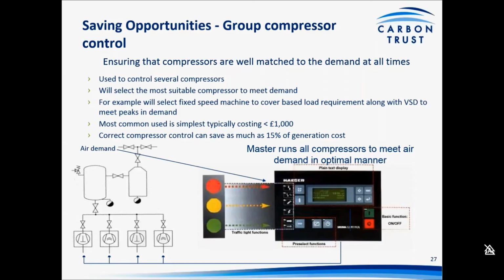The system will learn from your system, and it will help select the most suitable compressor to meet the demand. It'll select your fixed speed machine, obviously, always to cover the base load requirements, and then bring in and ramp up and down the VSD as and when required, just to cut off the peaks. The simplest types are relatively cost effective, and if you get it right, you're looking at quite significant savings.